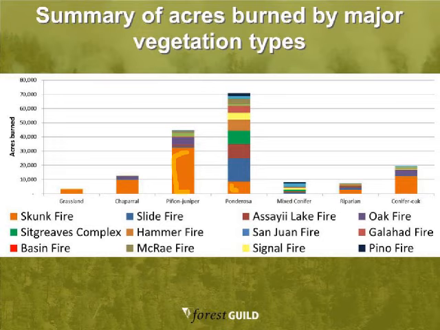So the largest fires really determine which forest types are most impacted. Although the Skunk Fire only burned a relatively small area in ponderosa pine, other fires made up for it and increased the total acreage in ponderosa pine.